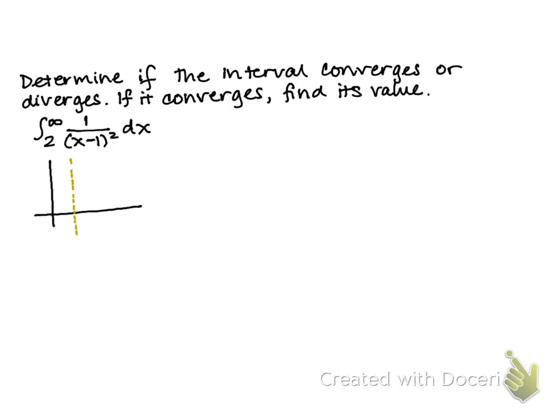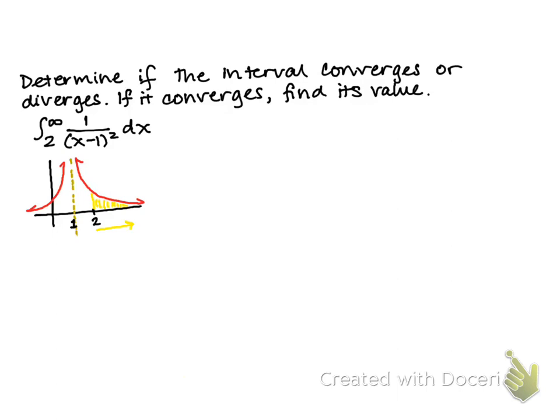And then we'll draw in the curve here. So this is x equals 1, and our curve is going to look like that. We're looking to integrate from 2 to infinity, so we're looking for this bounded region here, all of this region. And we can see that, in fact, the graph is continuous from 2 to infinity.